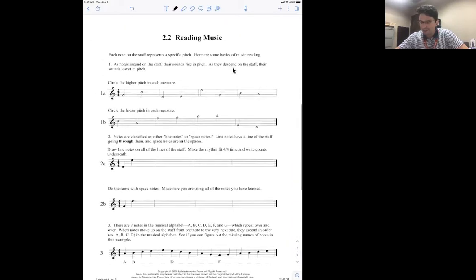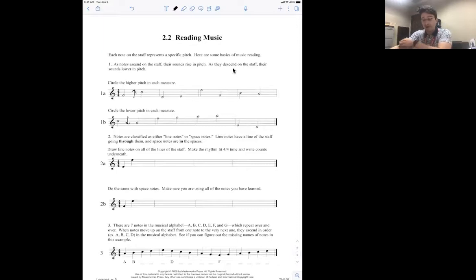Next up, reading music. Each note on the staff represents a different pitch. So every line and space represents a specific pitch. So here are some basics of music reading. As the notes ascend or go up on the staff, they're higher or they raise in pitch. As they descend or go down on the staff, they lower in pitch.